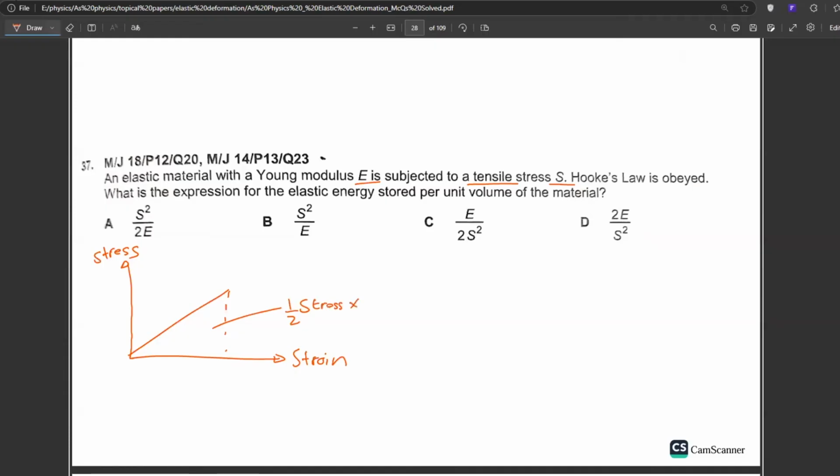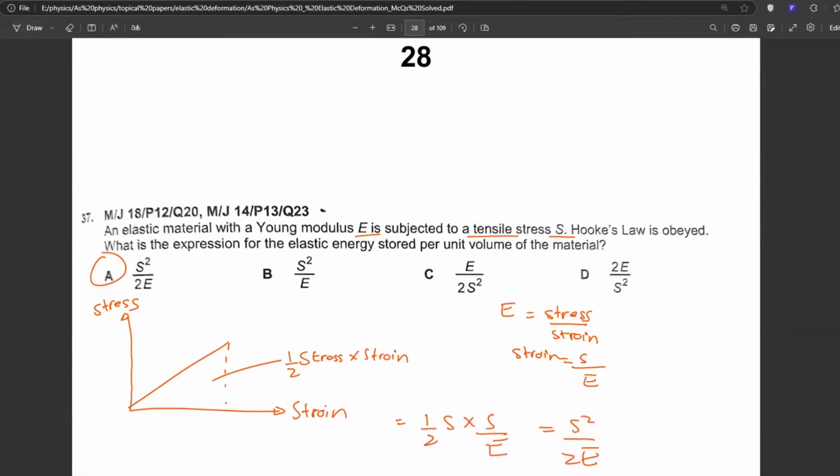Stress into strain. Now here you aren't given any symbol for strain. So you can replace strain by Young's modulus. What do I mean by that? Young's modulus is equal to stress over strain. You can say that strain is equal to what? Stress over Young's modulus. Perfect. Let's replace it here. 1 upon 2 S into S over E. This becomes what? S square over 2E. Your answer is A. Let me see this question number 28. The answer to 28 should be A, and it is A, perfectly correct.